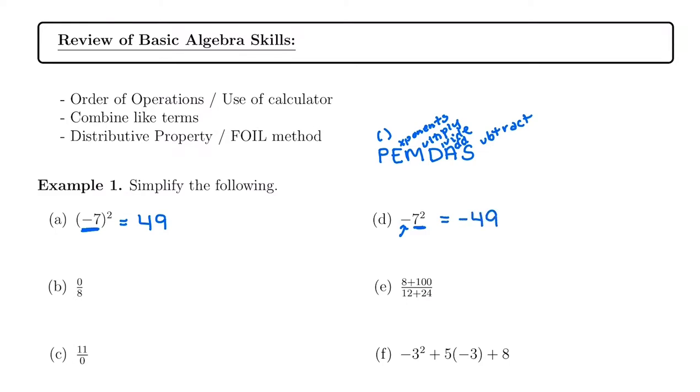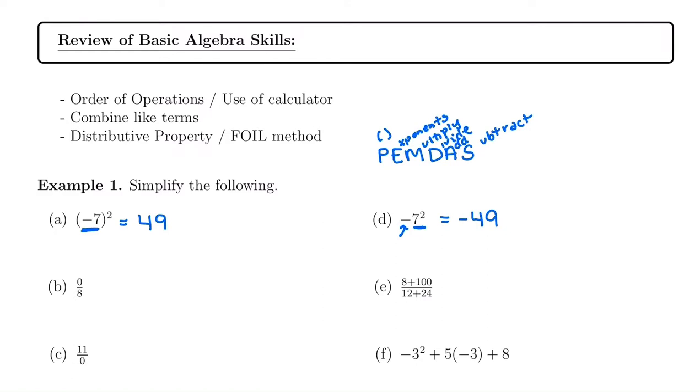And there's a difference between entering it into your calculator like this and like this. You'll see two different answers. One of them is -7 squared, so -7 times -7 is a positive 49. The other one is 7 squared. 7 times 7 is 49 times -1 makes it -49.